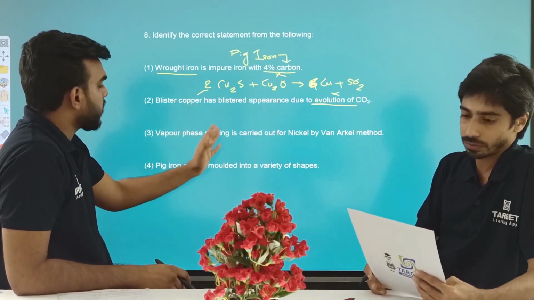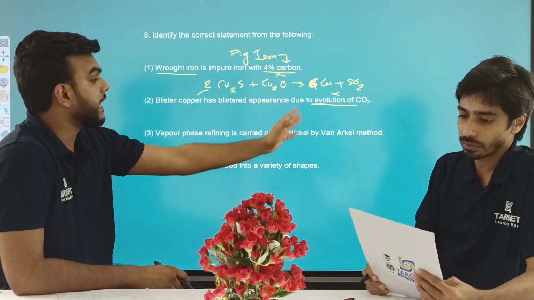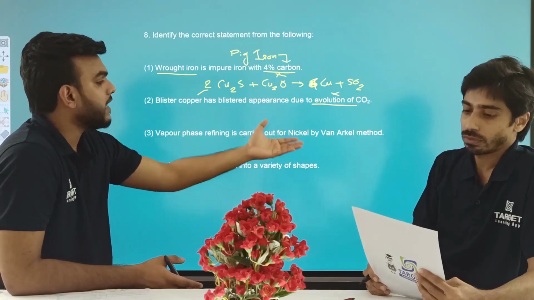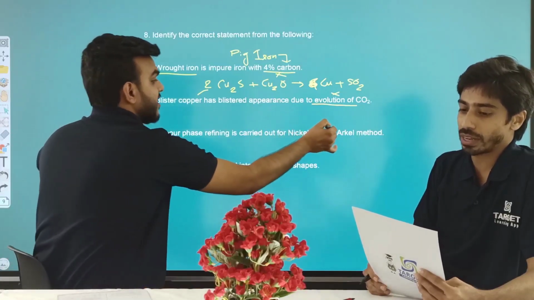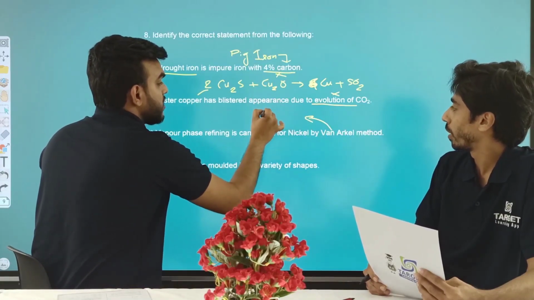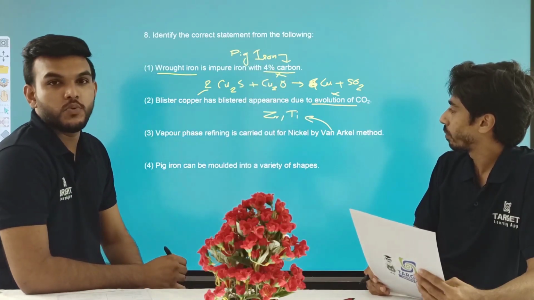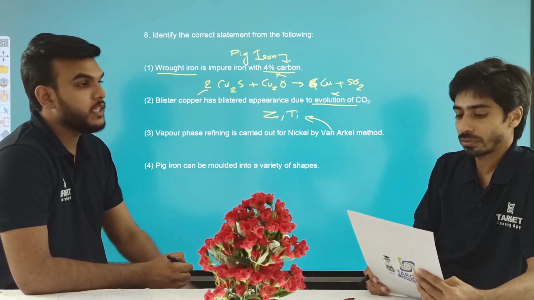Vapor phase refining is carried out for nickel by the Van Arkel method. That is a wrong statement. The Van Arkel method is not used for nickel. It is correct that it is a vapor phase refining method, but the metal is wrong. The Van Arkel method is used for zirconium and titanium in the presence of iodine.